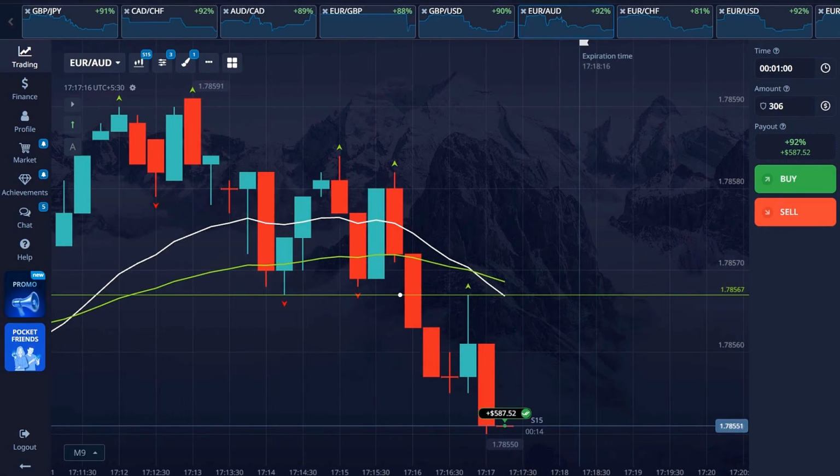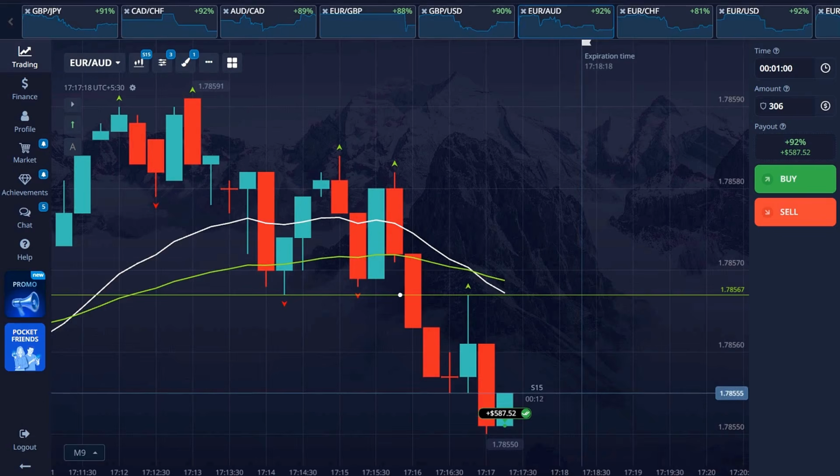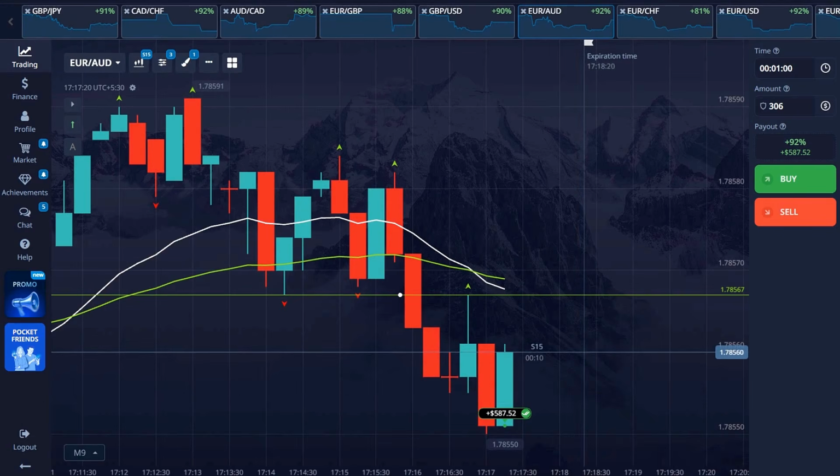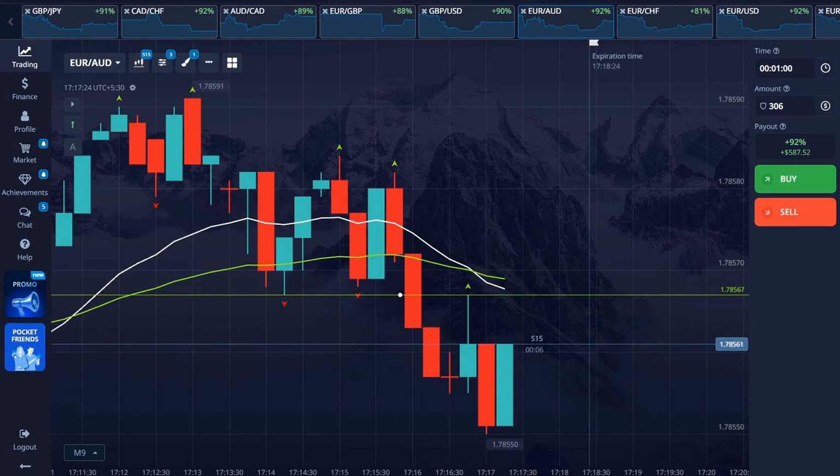And finally, here's the result of the trade. Price continued moving lower and stayed under the breakout level until expiry. That means the sell trade finished in the money, another win.